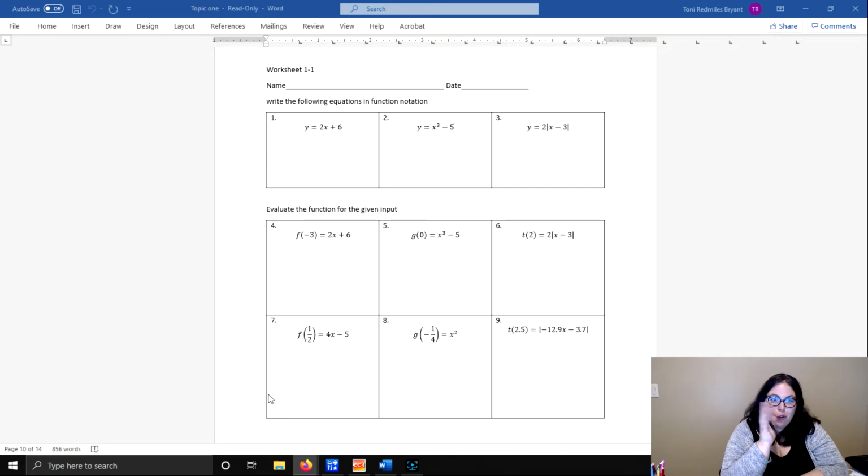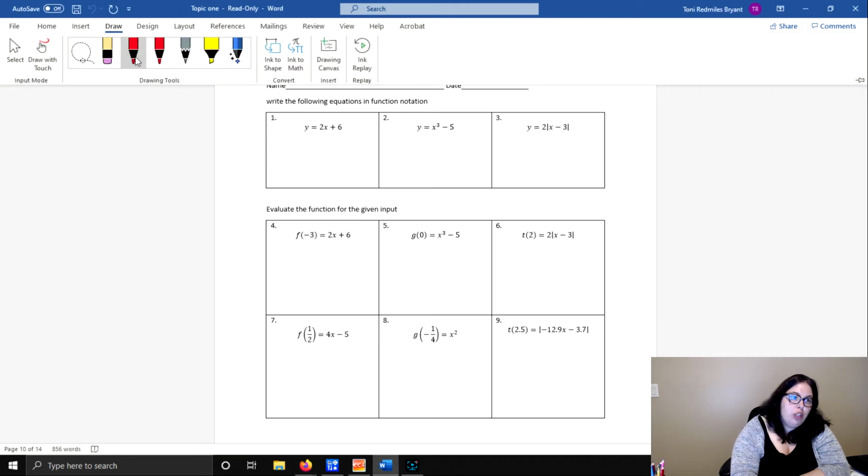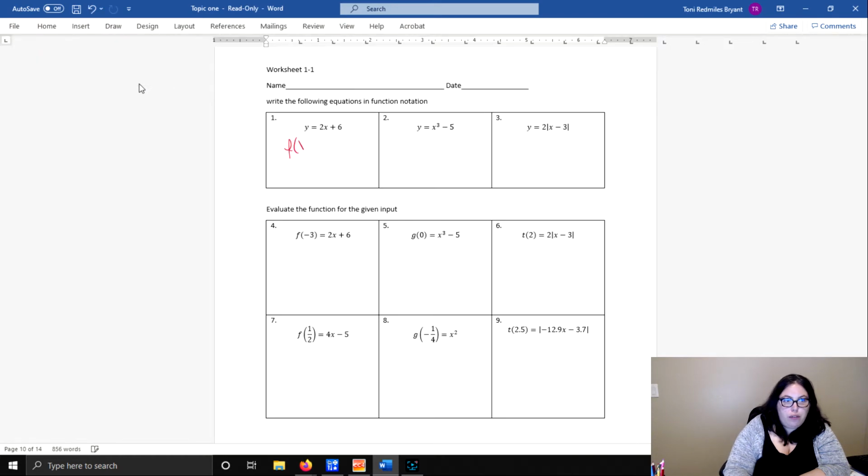In this one, the first thing we need to do is turn these into function notation. Remember, the function notation is the output, just like y is the output. So it doesn't matter if you make it f of x, g of x, or even c of x. You just have to put it in this function notation. That's the function notation.